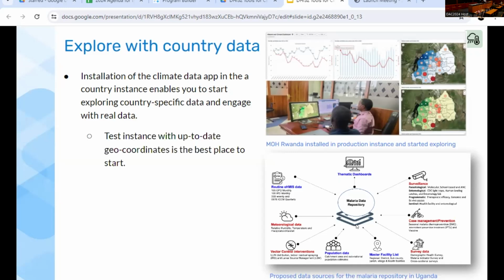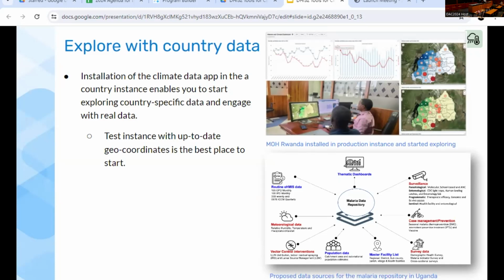And this is in Rwanda, where we did it on the test instance with them, and immediately they put it into production. And in the production instance, they were able to do these beautiful graphs, again trying to explore, start seeing simple trends of climate and malaria. And that has actually created a lot of interest in this application.